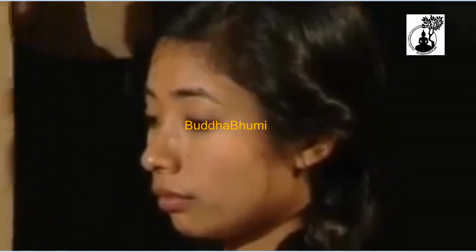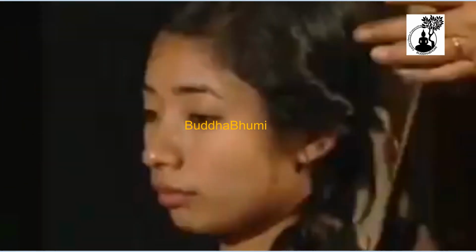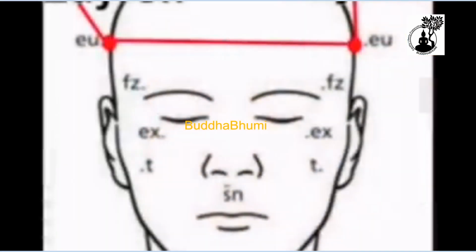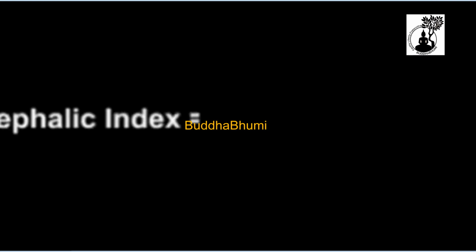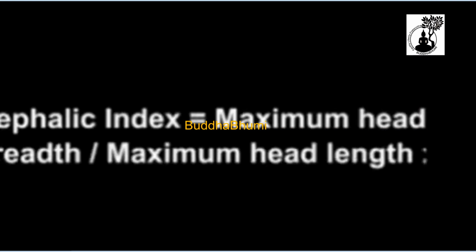So, after taking the length of the head, we take the breadth of the head, which is the broadest portion of the head, and calculate an index based on this. The index is calculated by dividing breadth of the head by the length and multiplying it by 100.